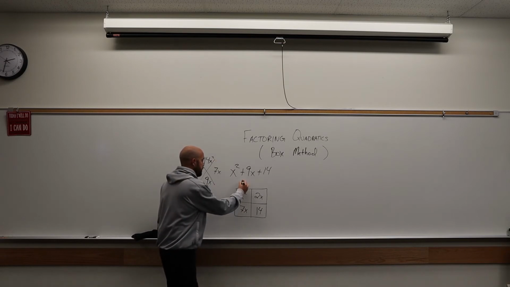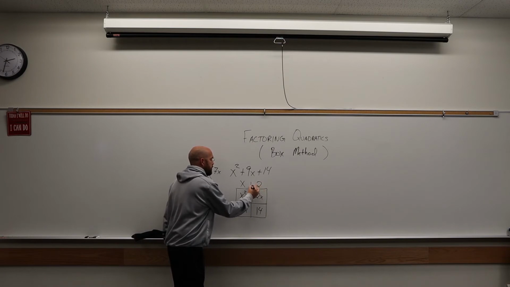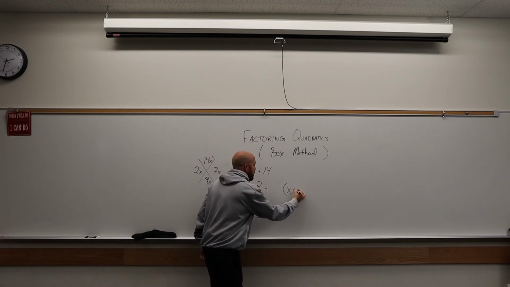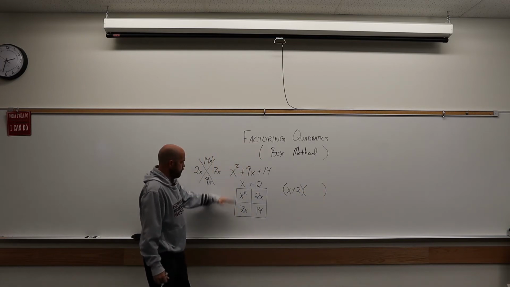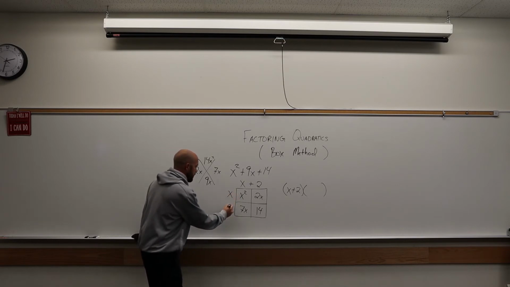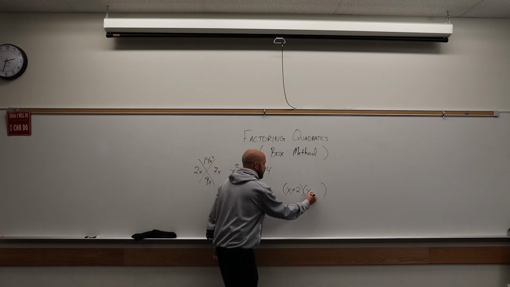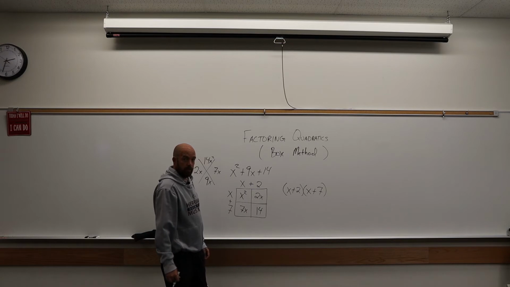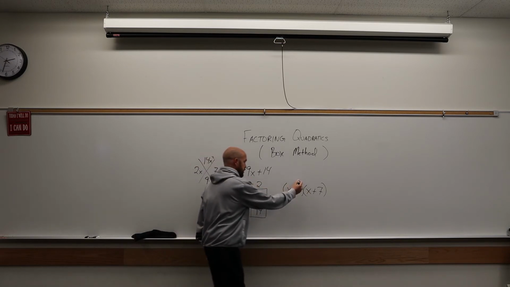First column, they both have an x in common. Second one has a 2 in common, and that's a positive 2, so I need an x plus 2. So I already know one of my factors is x plus 2. What about the rows? Top row has an x in common, the bottom has a 7, and that's a positive 7. So my other one would be x plus 7. Those two things would multiply together to get that answer, and it's factored.